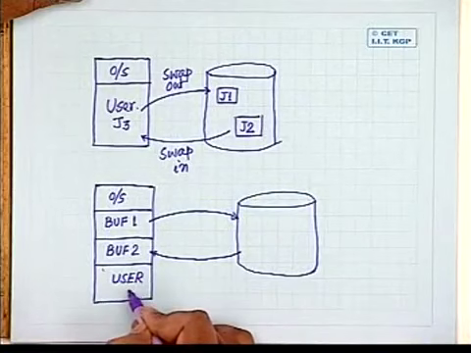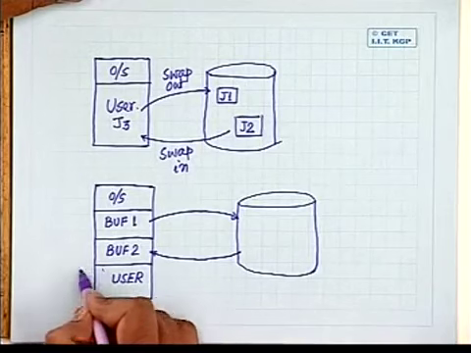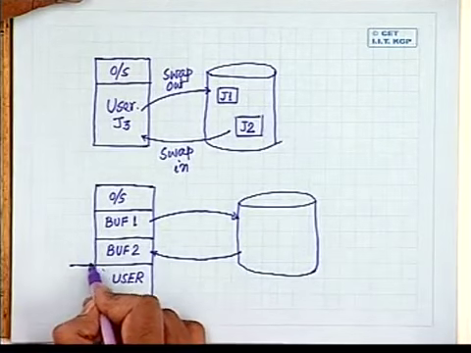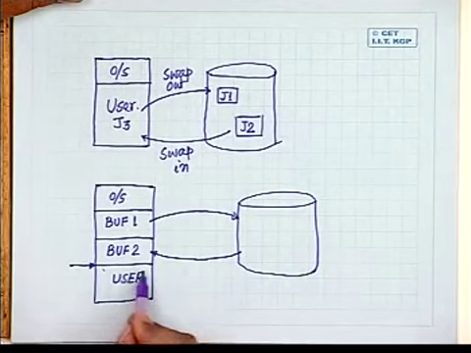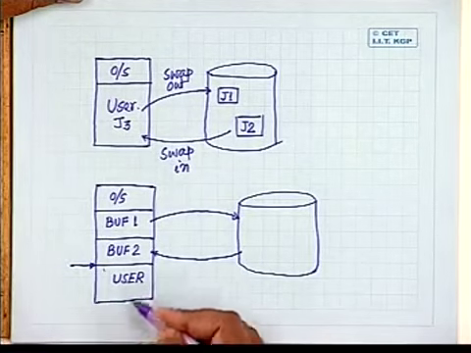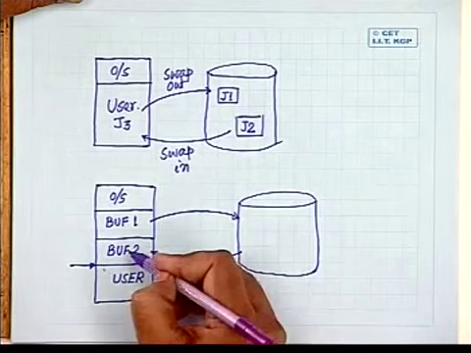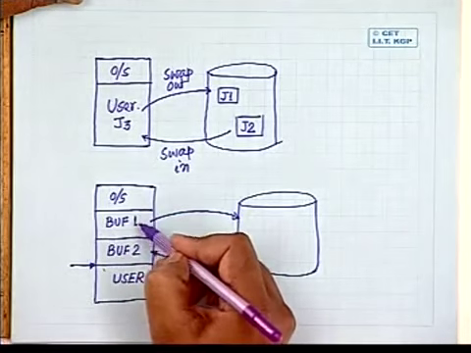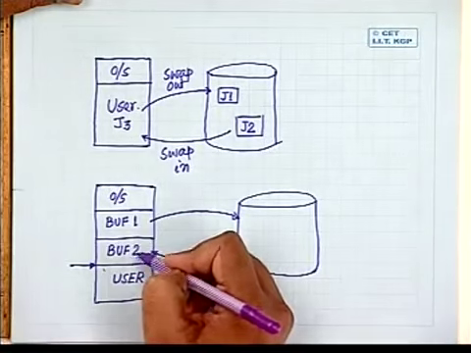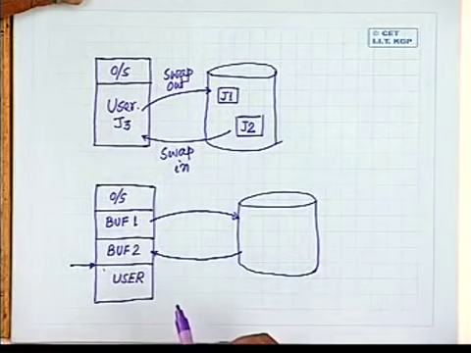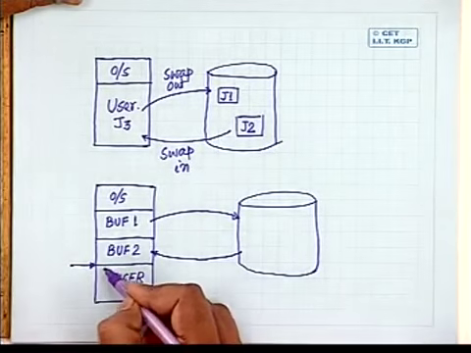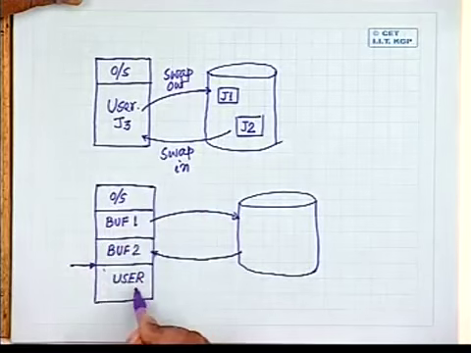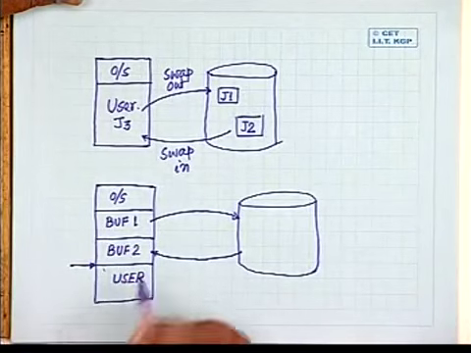Now again here, as a user program is executed in the user area, I have to have a fence address. Because while execution of a program in this area, I don't want this program to access any of the other areas, neither in buffer area 1 nor in buffer area 2, and of course not in the operating system. So I also have to have a fence address which protects all the memory area other than that which is given to the user program.